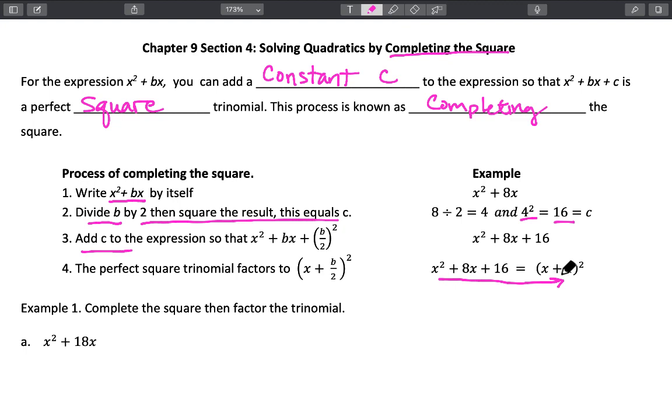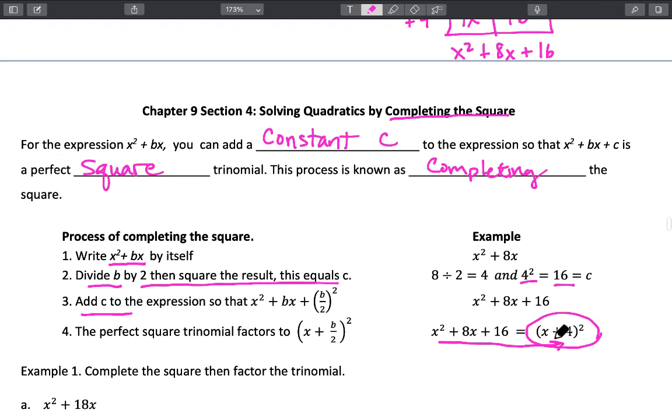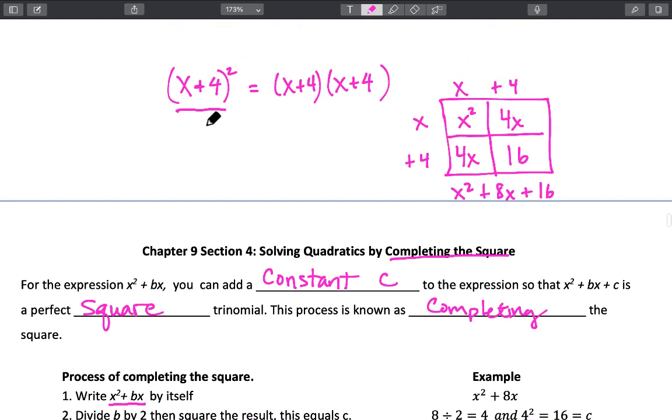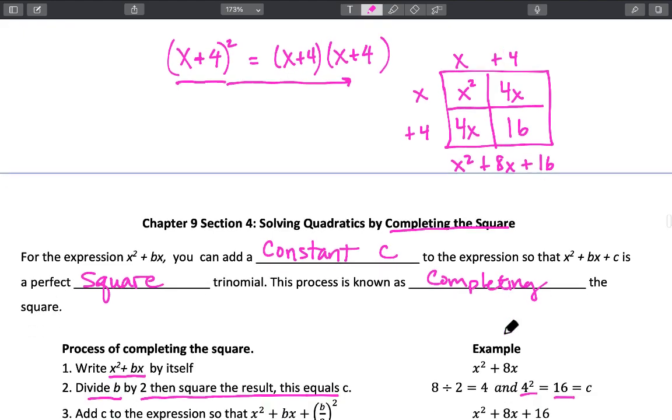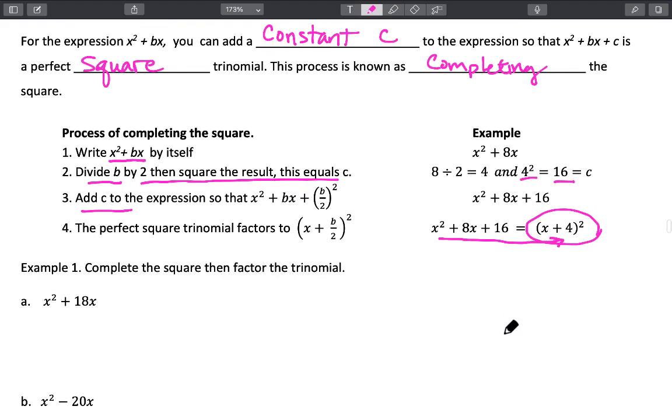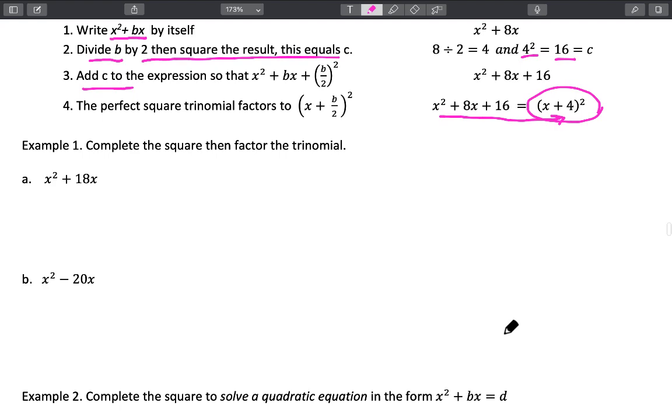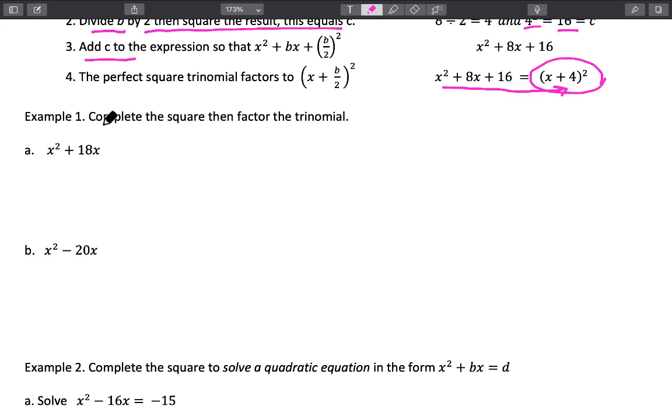So when we do this completing the square process, we're working down the left-hand side to get back to this expression of x plus 4 squared. Earlier in the year, we went the opposite way. We started with the x plus 4 squared, we expanded it and multiplied it together to get that perfect square trinomial. So this is just the reverse process of that. Let's jump into a few examples. Let's complete the square and then factor the trinomial.